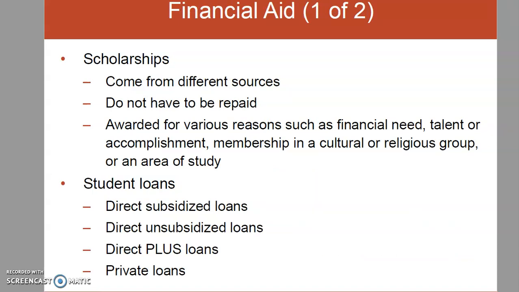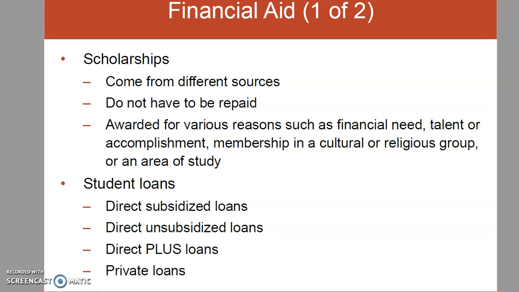And there are 2 types, subsidized and unsubsidized. Subsidized loans are where you don't pay interest. You do not pay interest while you're in school. Unsubsidized loans, you do pay the interest on the loan while you're in school. But both of those student loans are not paid back until you leave college. 6 months after you leave college, then you must start repayment on those loans.